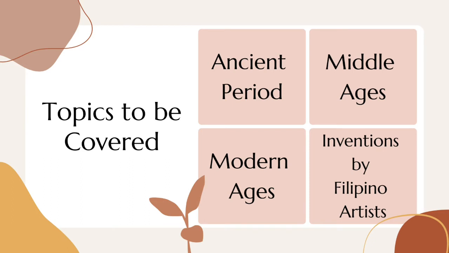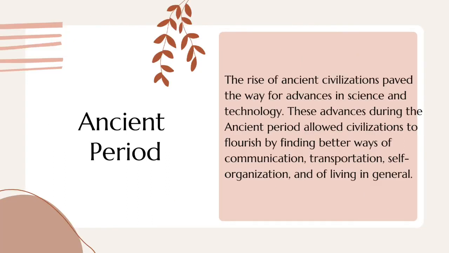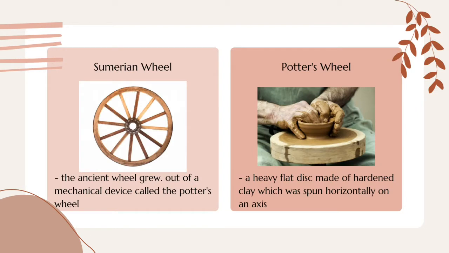In this lesson, we're going to tackle the three historical periods, which are the ancient period, Middle Ages, and modern ages, as well as the inventions by Filipino artists. Ancient period. The rise of ancient civilizations paved the way for advances in science and technology. These advances during the ancient period allowed civilizations to flourish by finding better ways of communication, transportation, self-organization, and of living in general.